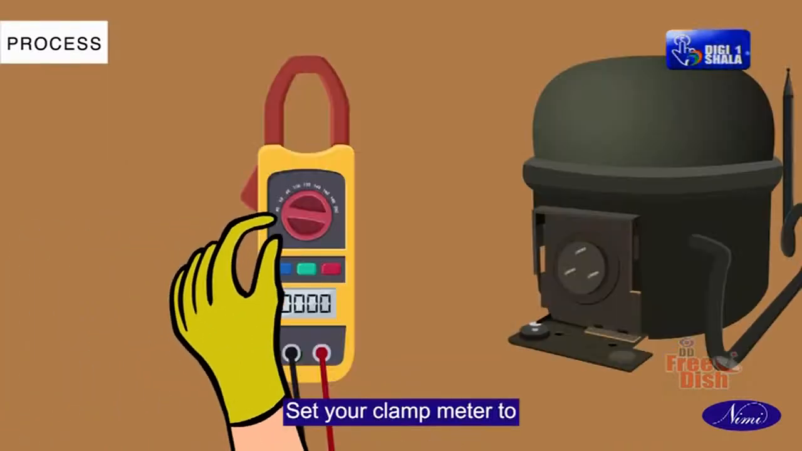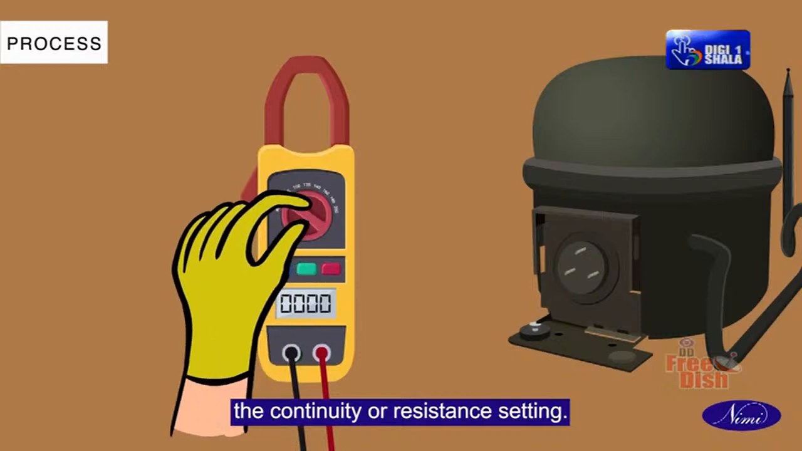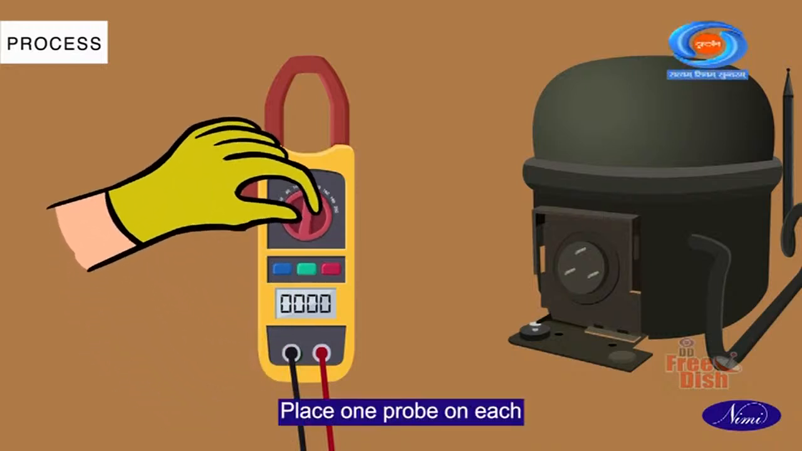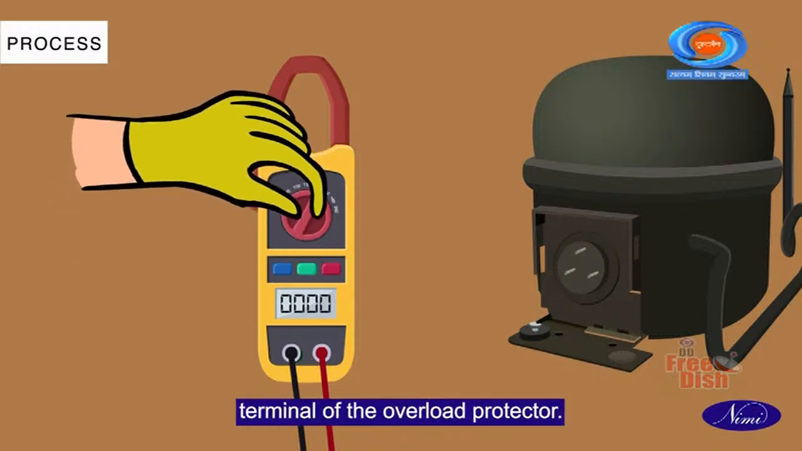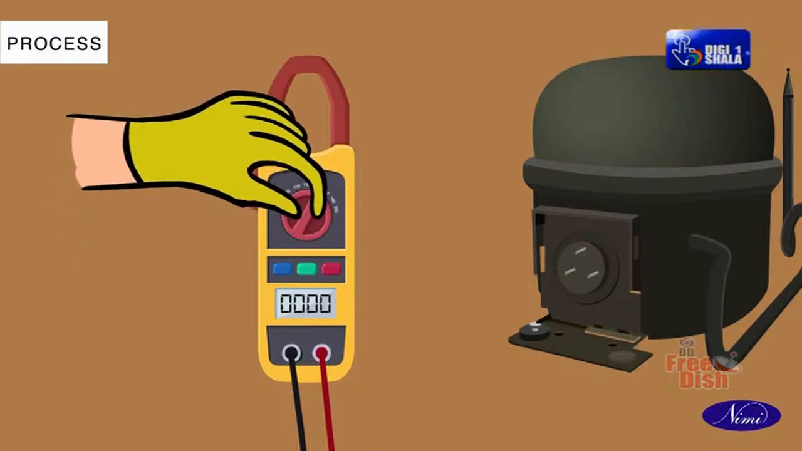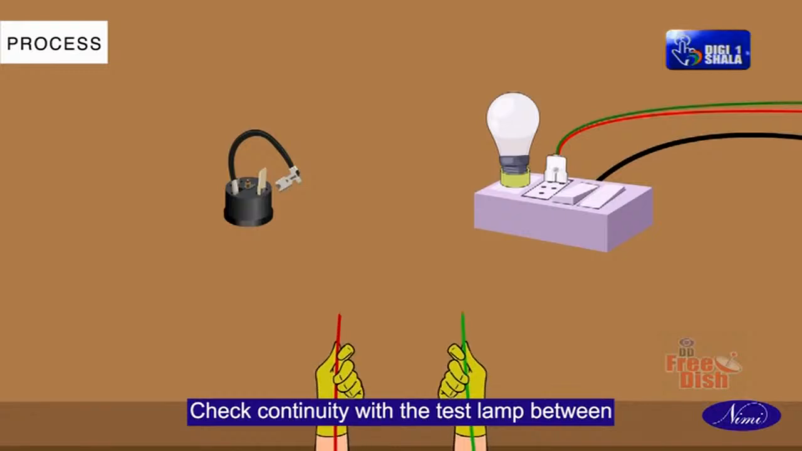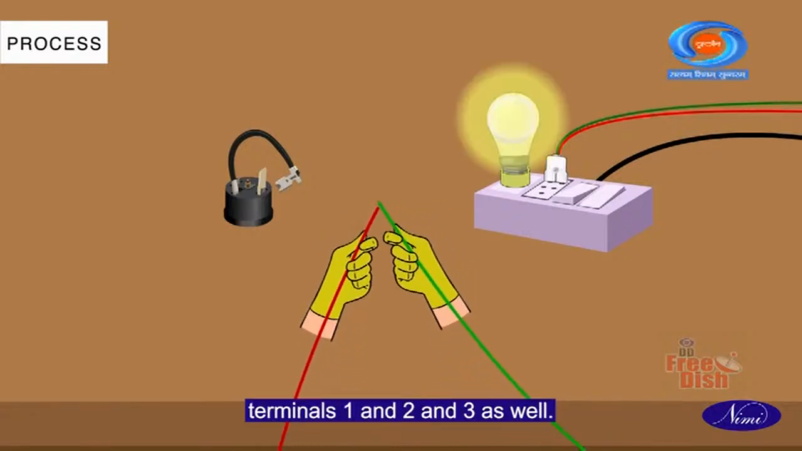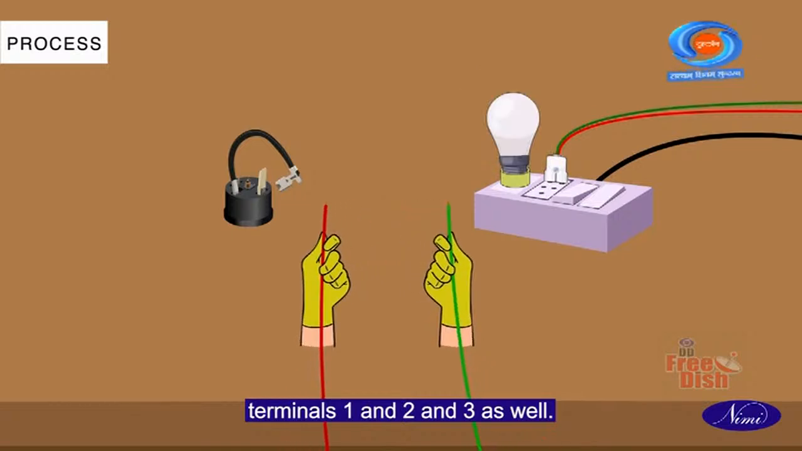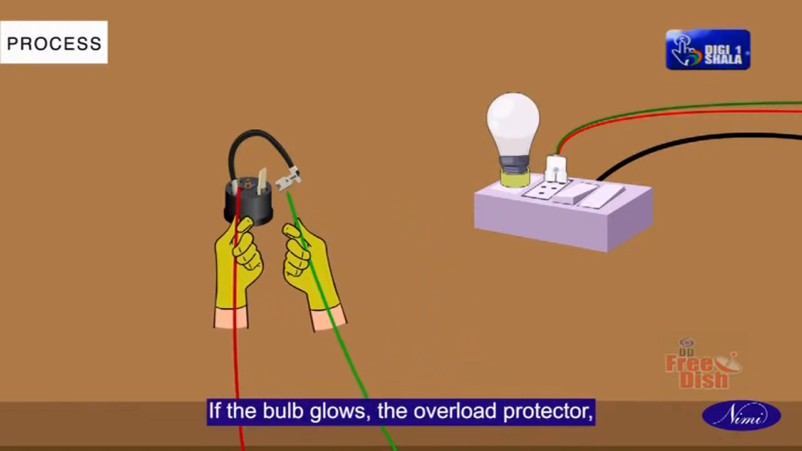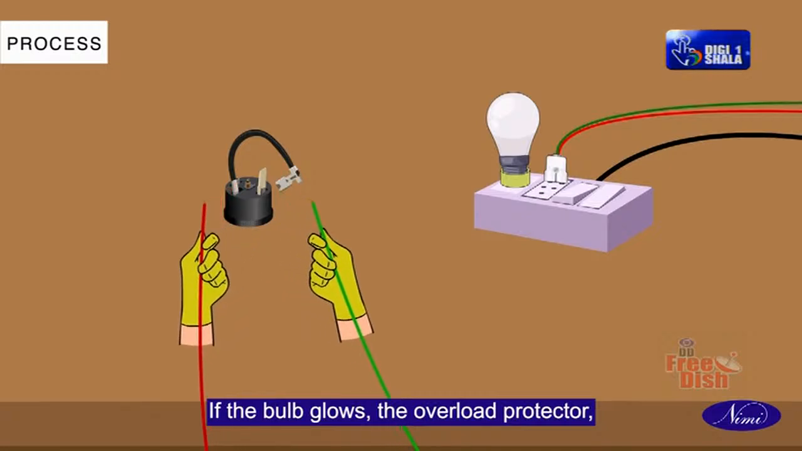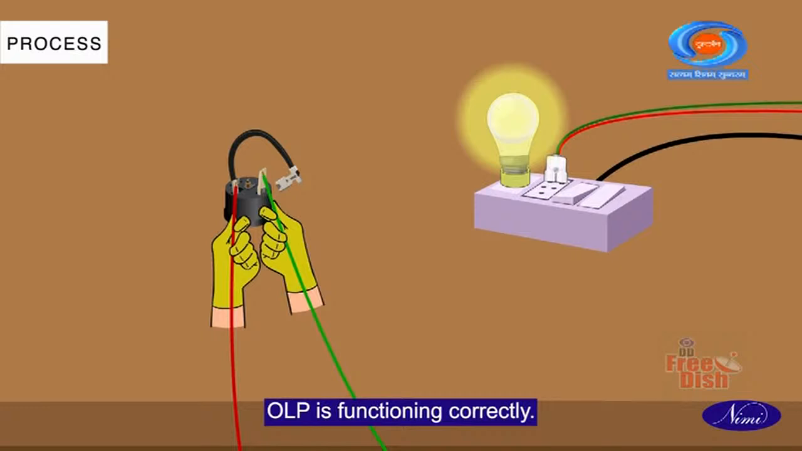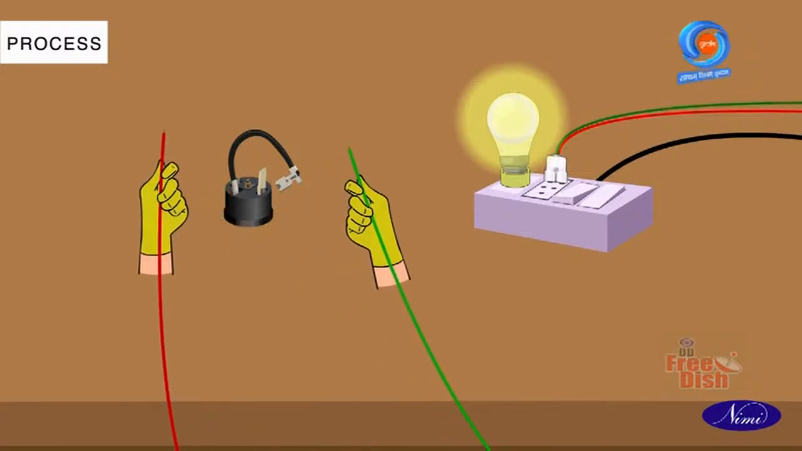Set your clamp meter to the continuity or resistance setting. Place one probe on each terminal of the overload protector. Check continuity with the test lamp between terminals 1 and 2 and 3 as well. If the bulb glows, the overload protector OLP is functioning correctly.